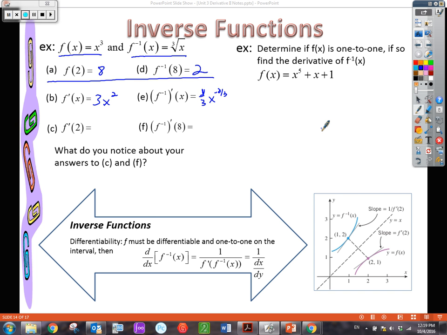And let's see if there's anything similar or some kind of a pattern with the values of the derivatives. Let's look at the actual values. So if I put a 2 in here, 2 squared would be 4, 3 times 4 is 12. So we know f prime of 2 would be 12. Now let's investigate what happens over here. I'm actually going to put an 8 in here again, so this would be 1/3 times the cubed root of 8 squared.